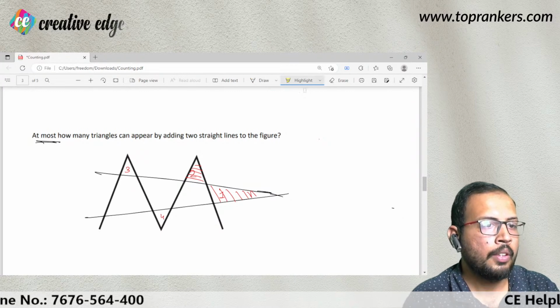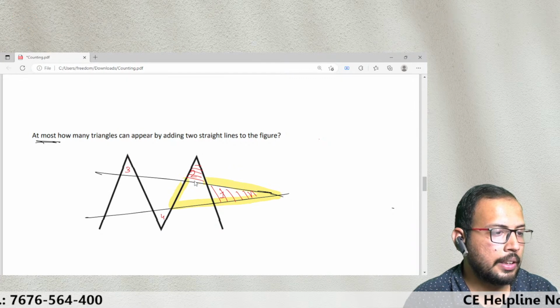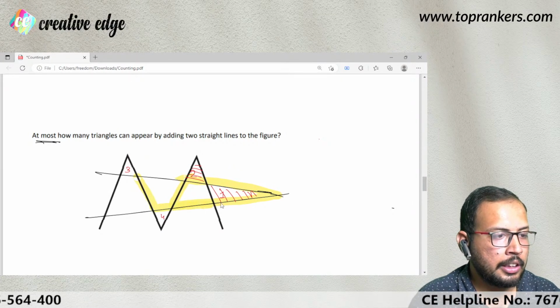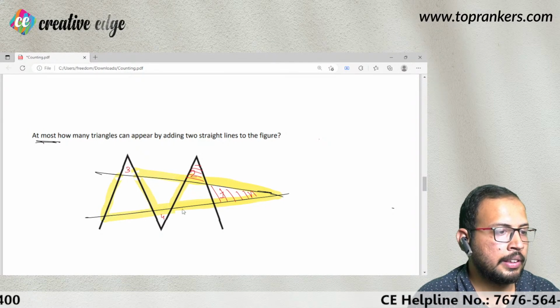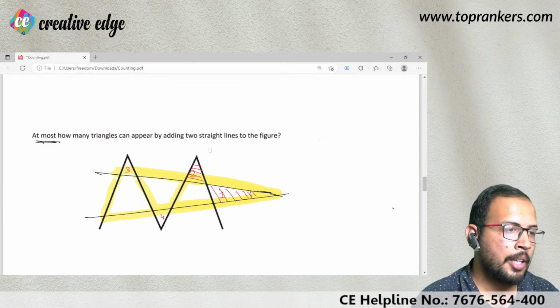Now let us look at the fifth triangle. This is made up of two pieces. This is the fifth triangle. This is going to be my sixth triangle. And this is going to be my seventh triangle, the bigger one. Seven triangles we have got here.